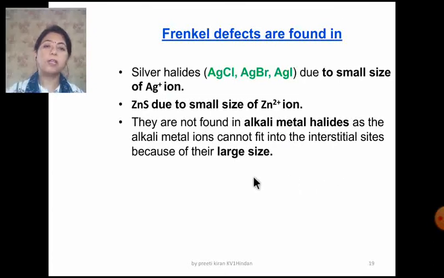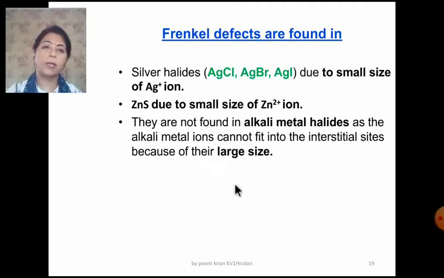The Frenkel defects are found in, the common examples are silver halides: silver chloride, silver bromide and silver iodide. It is just due to the small size of the silver ion. Zinc sulfide also shows this Frenkel defect, just because of the small size of the zinc ions. They are not found in the alkali metal halides as the alkali metal ions cannot fit into the interstitial sites because of their large size.